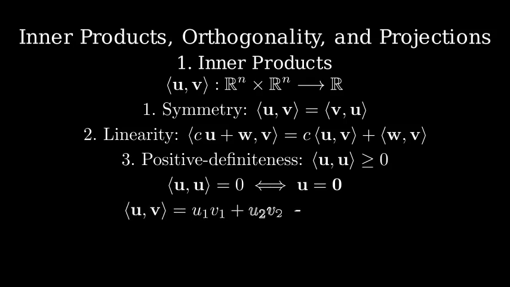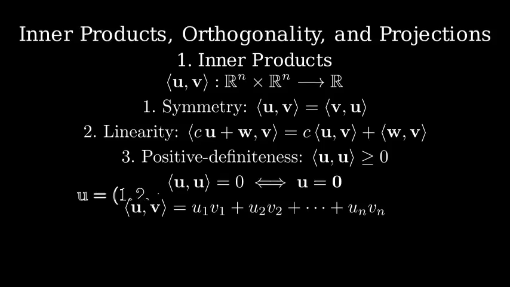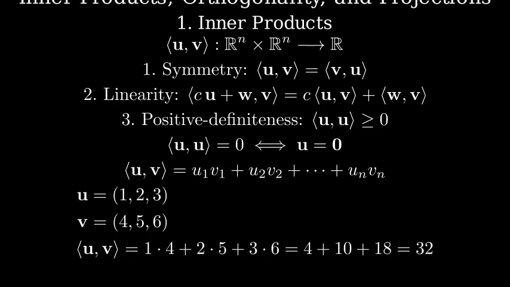The standard inner product in Rn is the dot product, where we multiply corresponding components and sum them up. For example, the inner product of vectors (1, 2, 3) and (4, 5, 6) would be 1 times 4 plus 2 times 5 plus 3 times 6, which equals 32.